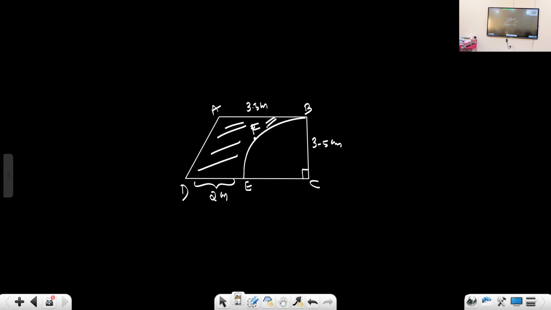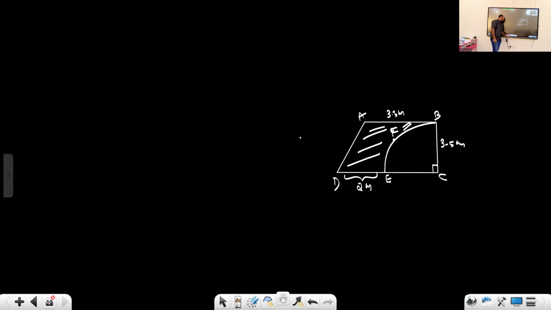What's the trapezium formula? Nobody knows, no? Very good. Trapezium formula, be careful. Half h into (a plus b). This is the trapezium formula. Minus the quadrant area, 1 by 4 pi r square.